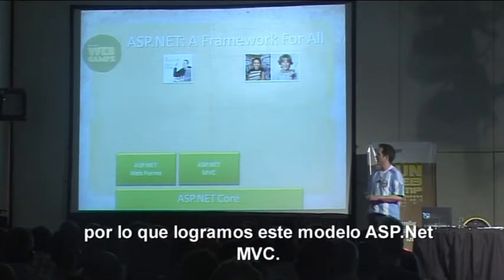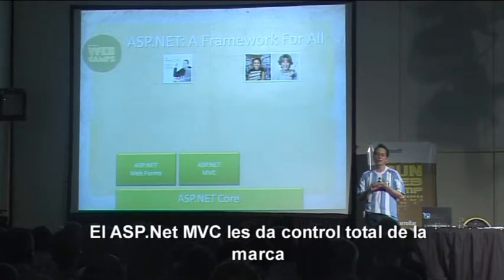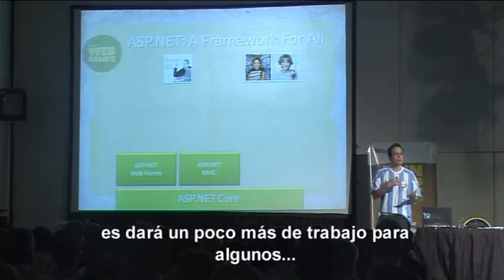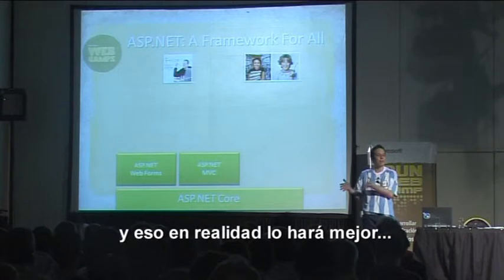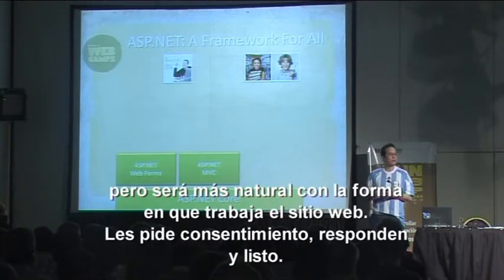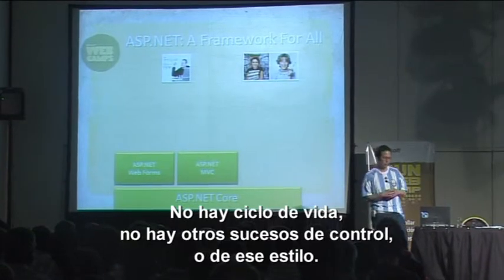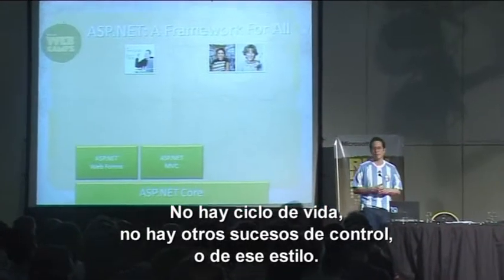And so that's why we came out with ASP.NET MVC. ASP.NET MVC is meant to give you full control of the markup. There's a little more work you have to do sometimes for some scenarios, but we're trying to make even that much better. But it fits more naturally with the way the web works. Request comes in, response goes out, you're done. There's no life cycle, there's no control eventing or any of that stuff.